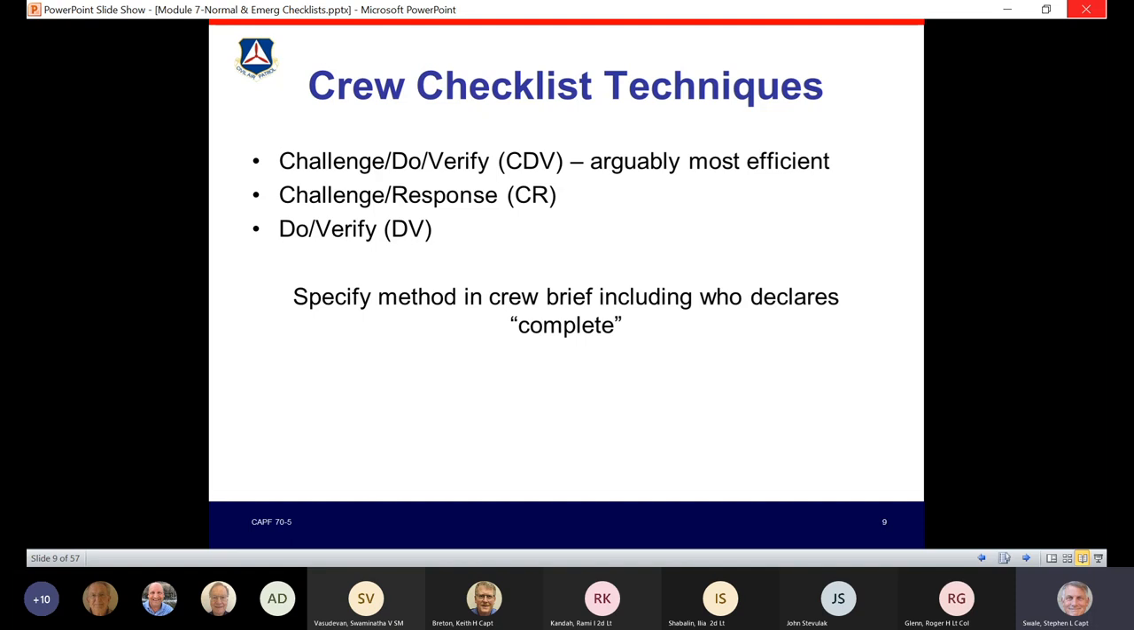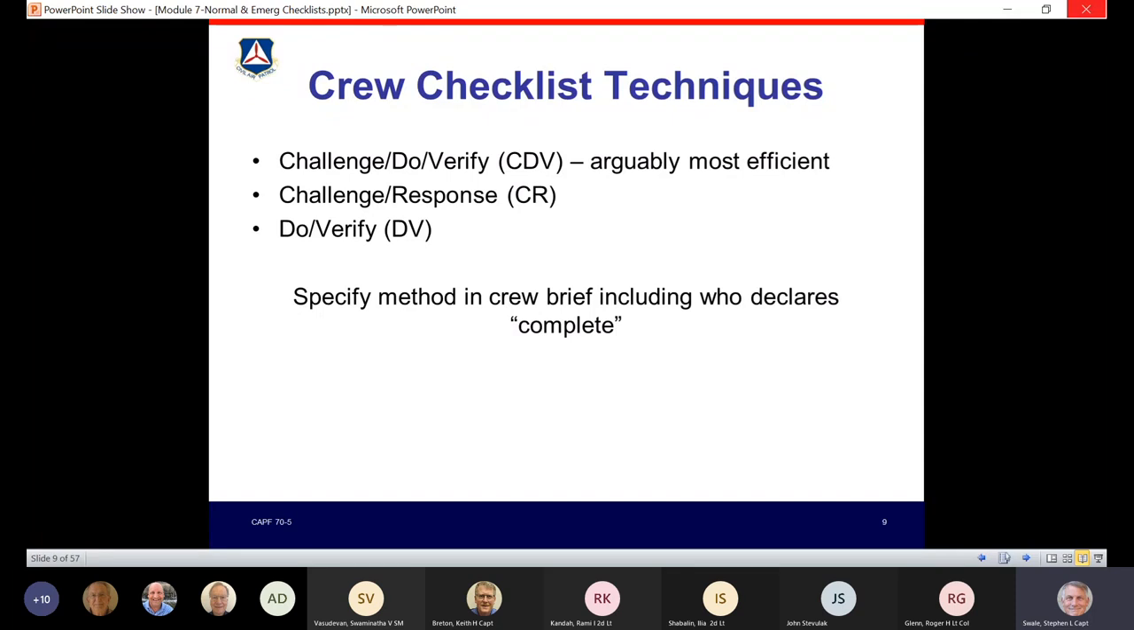Challenge response is where the item is spoken and the person doing the activity will actually do it, and that's it. So the response and verification stage are kind of the same thing. So it's a little less of a double check activity.